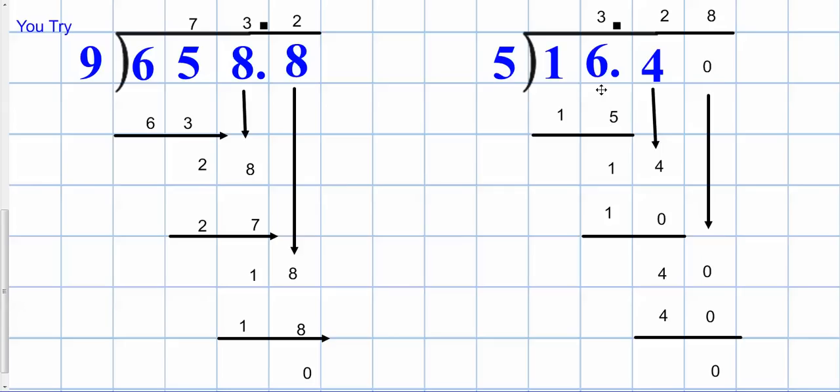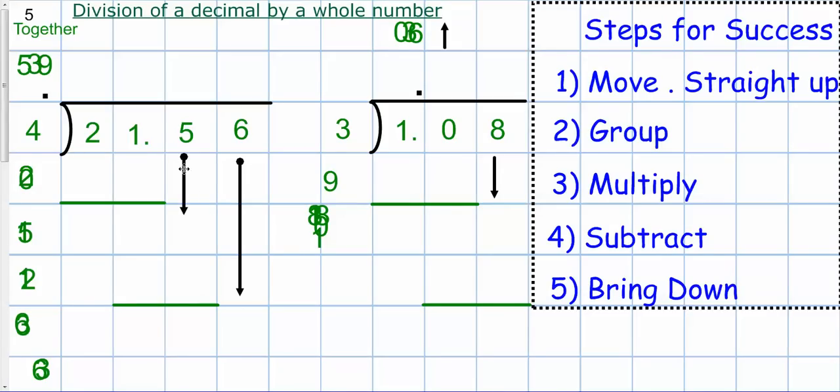3 times 5 is 15. Subtract, I get 1. Bring down my 4. 2 times 5 is 10. Subtract, I get 4. Now again, I had to add my 0. This one's a little more obvious that I added it. Okay, so I added my 0, and then I brought it down. So how many groups of 5 fit into 40? That's 8. Okay, so go ahead and flip to the next page, and let's see what we can do here.